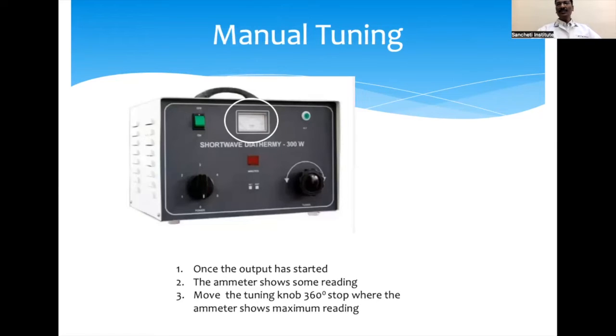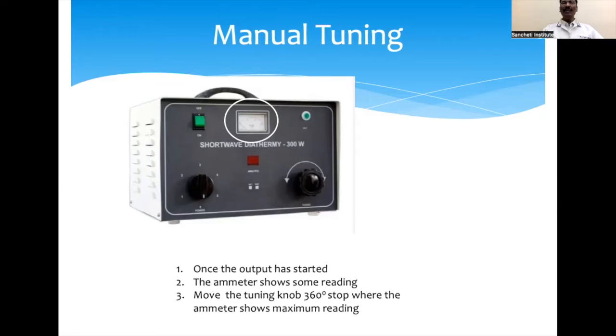Next part of the testing is the tuning. Whenever you switch on the mains and the machine, the output starts. And once the output starts, the ammeter shows you the reading. If you have to tune the machine, you have to move the tuner, which can be moved 360 degrees.